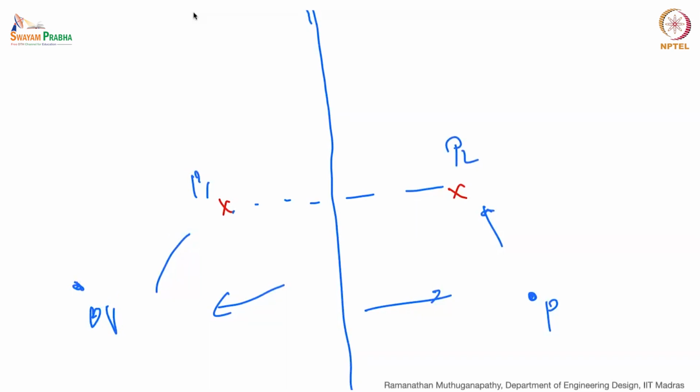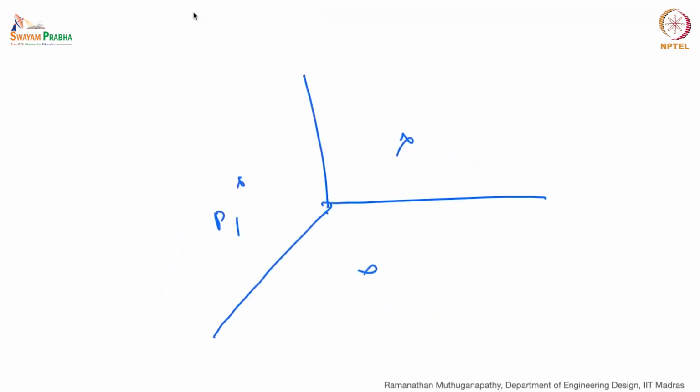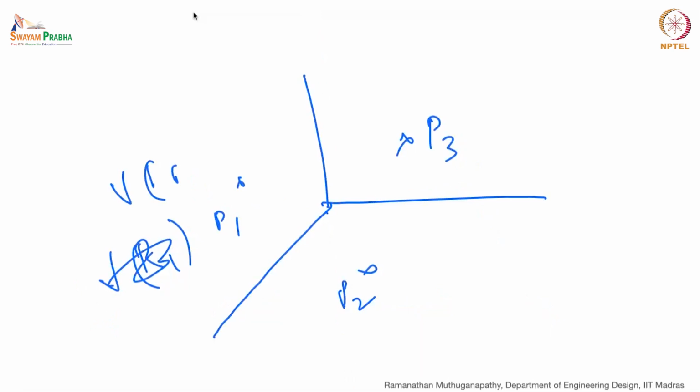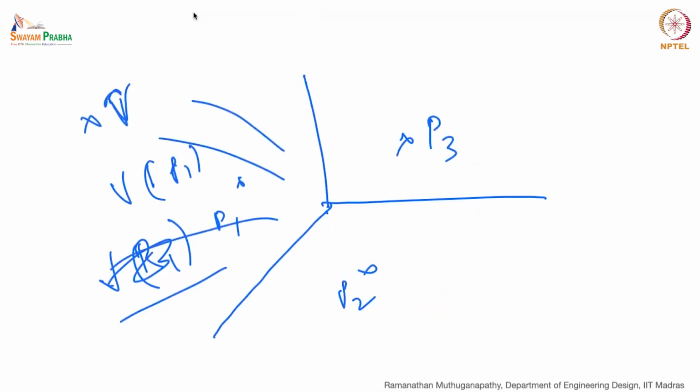If you have 3 points, what will happen? That will be interesting. If you have 3 points like this, the Voronoi diagram will be made of pairwise bisectors. So you can see this will be the Voronoi diagram. If you have P1, P2, P3, each one will have its own Voronoi region. This is the Voronoi region of P1. If you are on this side, any point that you take, P1 will be the closest. If you take any point here, P3 will be the closest. If you take any point here, P2 will be the closest.